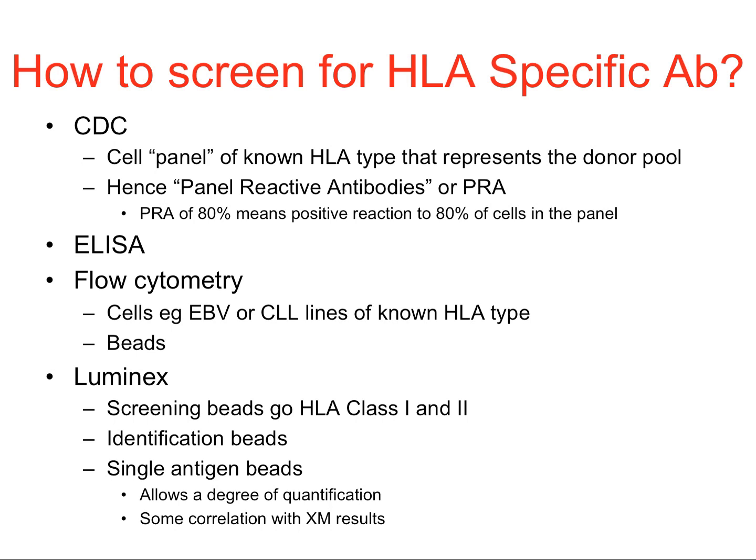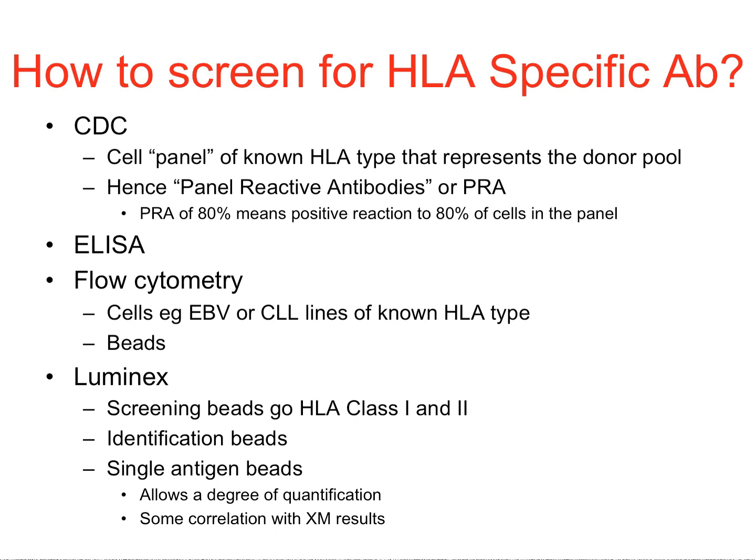So how do we screen for these antibodies? Well, the traditional method was by CDC, where you have a cell panel of known HLA type that represents your donor pool. And that's where the phrase panel reactive antibodies, or PRA, comes from. So if someone has a PRA of 80%, it means that there's a positive reaction to 80% of the cells in the panel. Now, really, very few centres in developed countries are screening by CDC now, and so the whole concept of PRA is a bit flawed. I'll come back to that in a moment. And if you are screening by CDC, you need to make sure that you have a large panel that is representative of your donor population, and that's a lot of work.